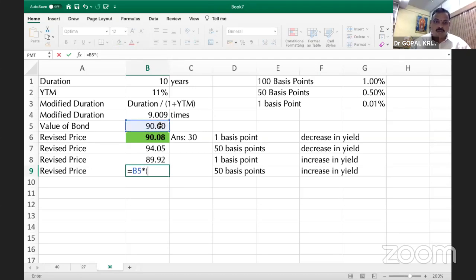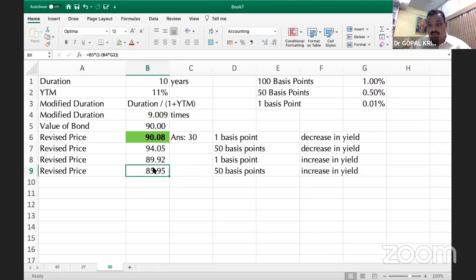Similarly, please look at this. Price into 1 minus 9.09 into, sorry, 0.5%. So my price is 85.95. So as 50 basis points increase in yield, price will go down. As 50 basis points decrease in yield, price goes up. From 90, the price has become like this. Please be careful. This is a 1 mark question.